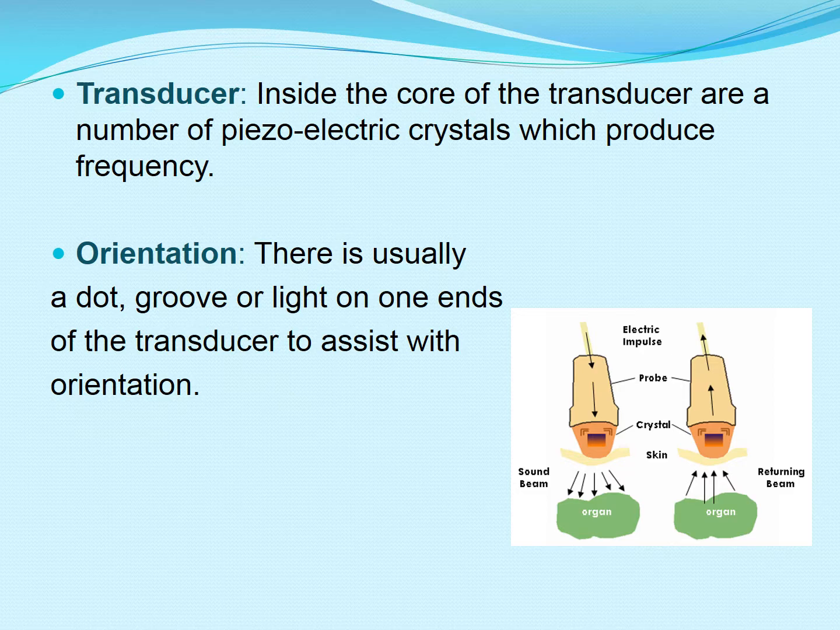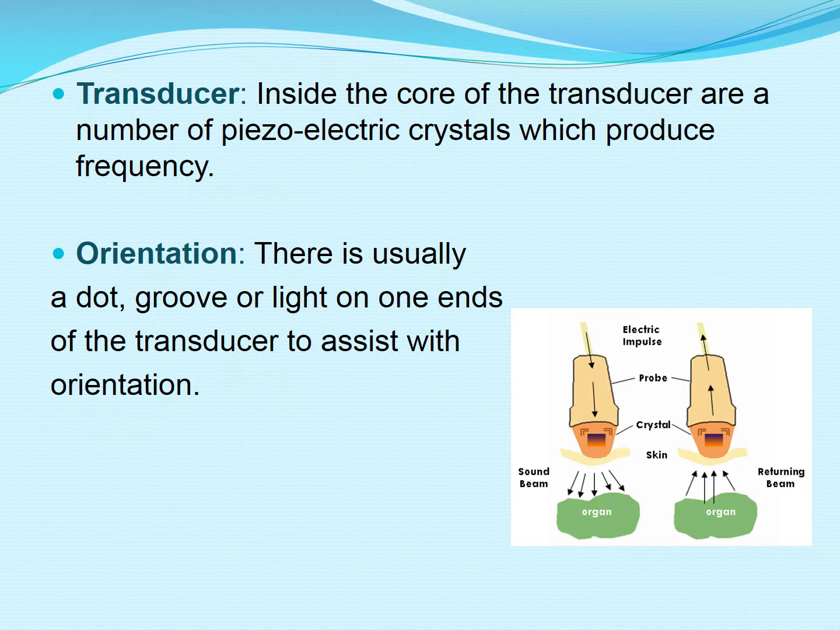Orientation. There is usually a dot, groove, or light on one end of the transducer to assist with orientation. Also the medial arrow guidelines as a landmark for appropriate access. So if you see the arrow at the end of your transducer, that is supposed to give you the medial image of where you're supposed to go and get the center view for that appropriate image that you're looking for.